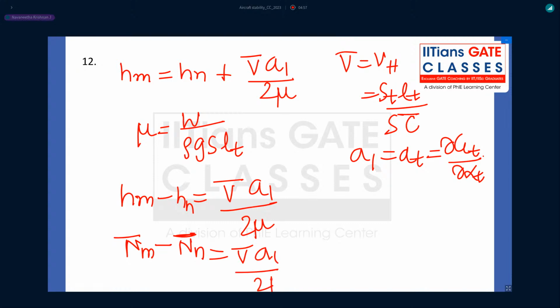If you see, the tail volume coefficient is always positive, the tail lift slope is always positive, and mu, the aircraft relative density, is always positive. That means this value will always be greater than 0. That means it is positive.